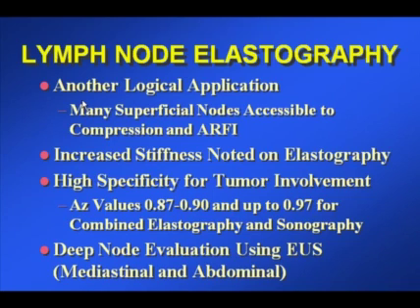This has been shown to have relatively high specificity for tumor involvement with areas under the ROC curve of between 0.87 and 0.90 and up to 0.97 for the combination of sonographic features and elastographic features. There have even been a few papers published showing endoscopic ultrasound as being useful for evaluation of deep abdominal lymph nodes and mediastinal lymph nodes.